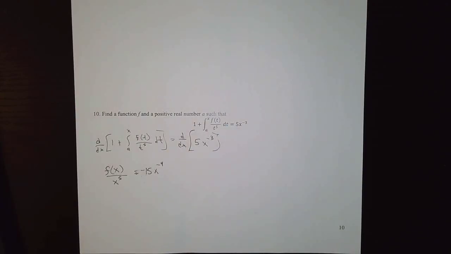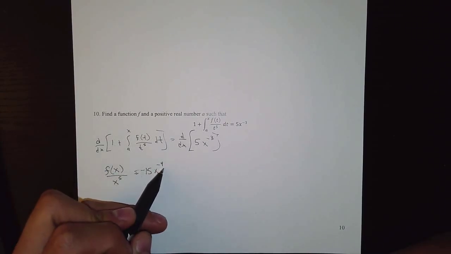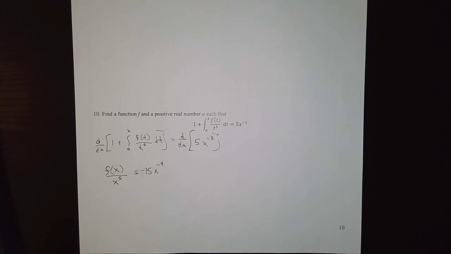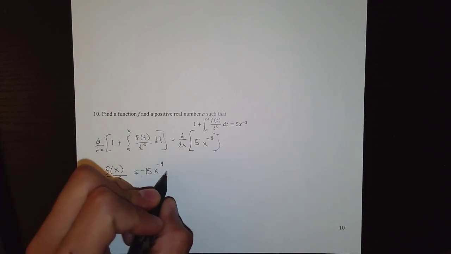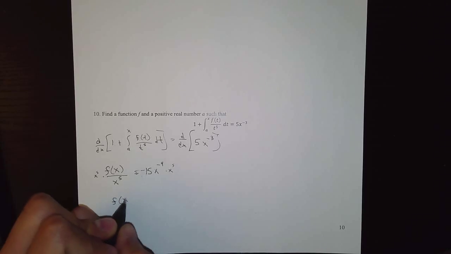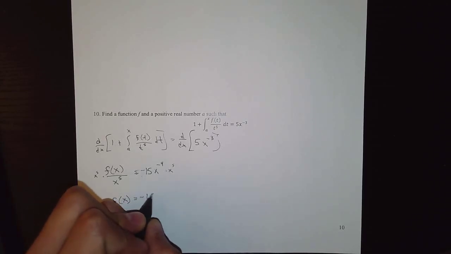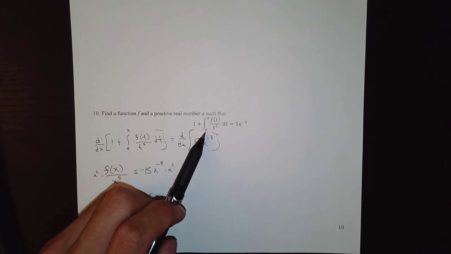And now to solve for the function f, we multiply both sides by x to the power of 5. And what we end up getting is our function f of x is equal to negative 15x. And so now we have to try to find our specific a value.